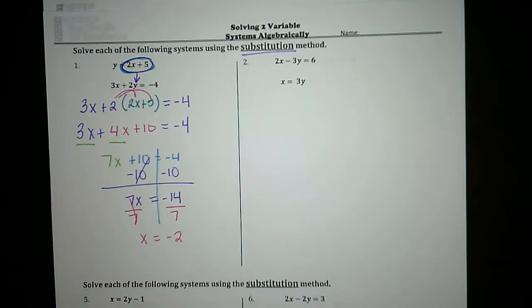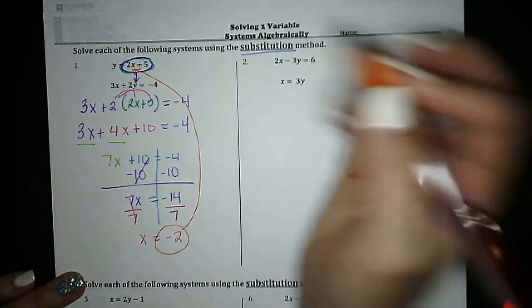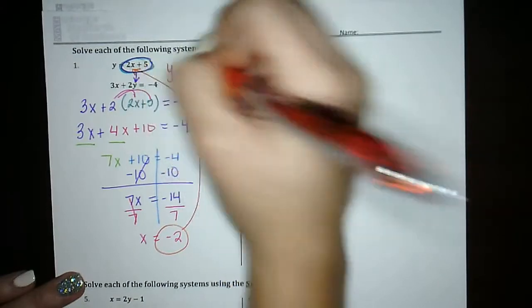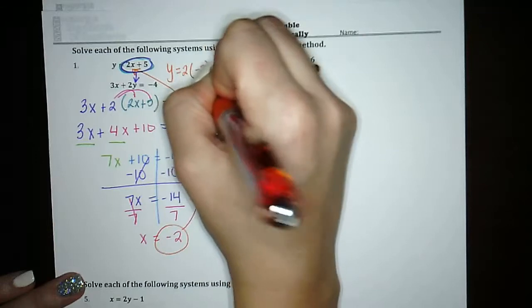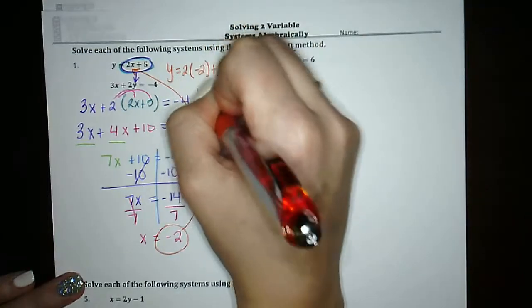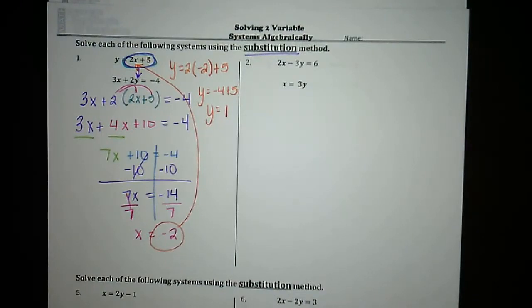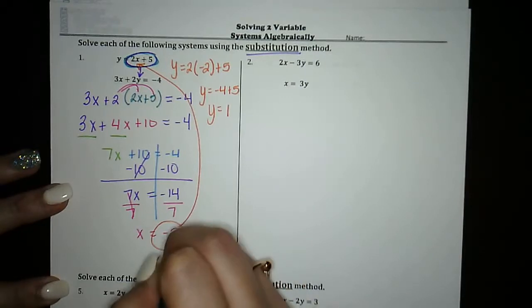So is that it? Of course not, Aaliyah. We've got to do more. We found x, now we've got to find y. So again, we are using substitution. We're going to sub this negative 2 in for x in this expression. y equals 2 times x, we just said is negative 2, plus 5. 2 times negative 2 is negative 4, plus 5, and y equals 1. So our coordinate for this system of equations is negative 2, 1.